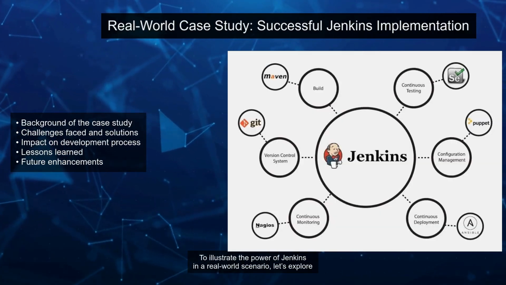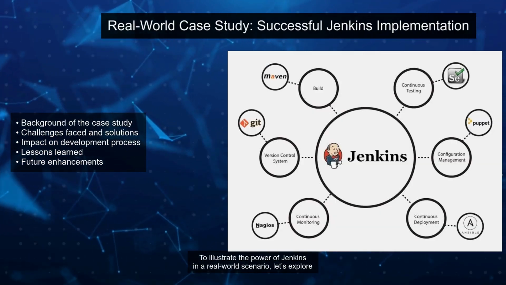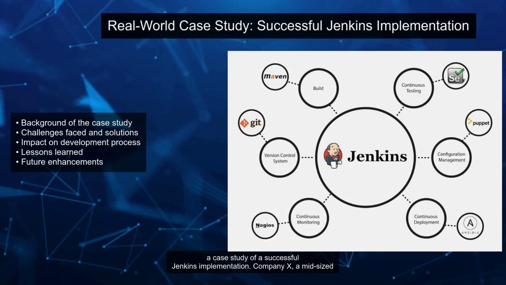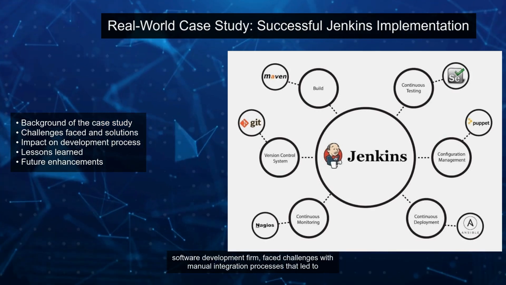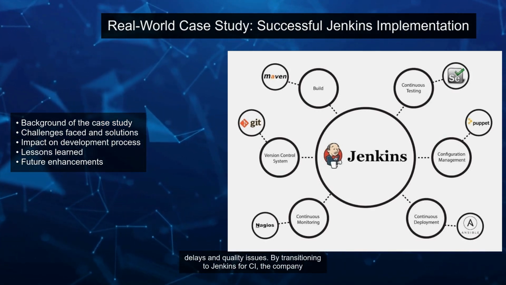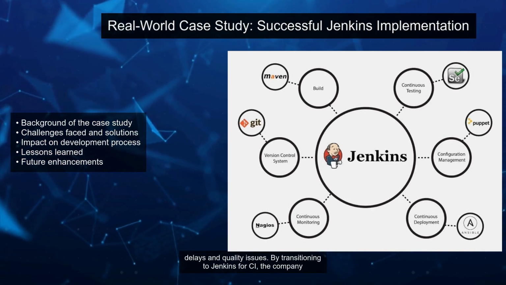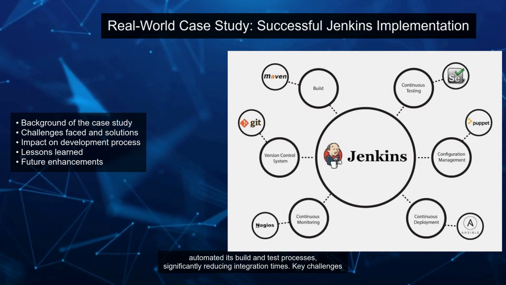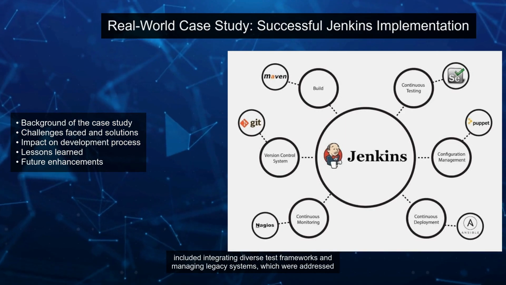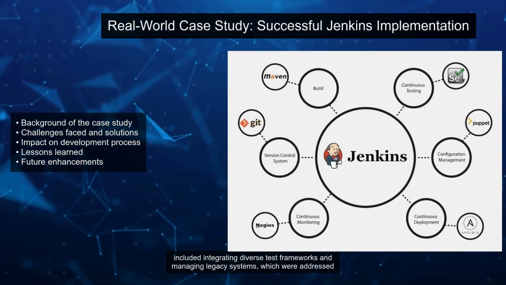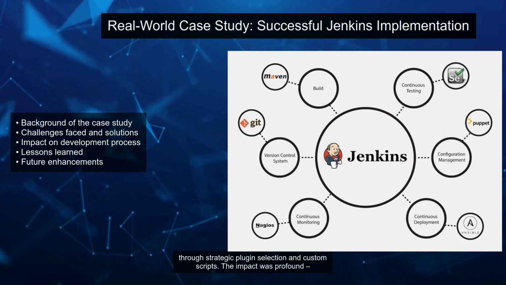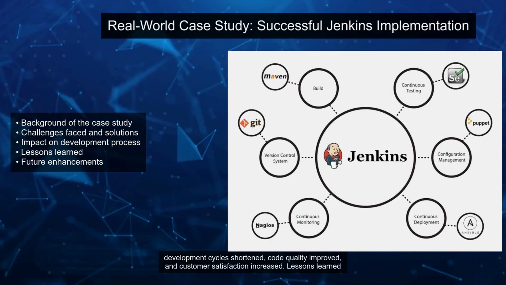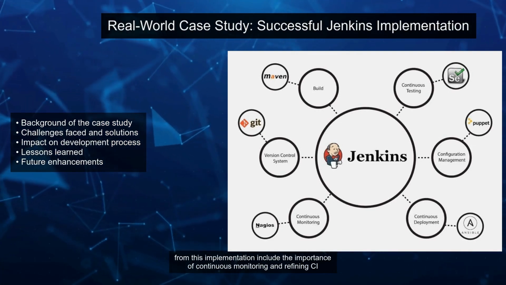To illustrate the power of Jenkins in a real-world scenario, let's explore a case study of a successful Jenkins implementation. Company X, a mid-sized software development firm, faced challenges with manual integration processes that led to delays and quality issues. By transitioning to Jenkins for CI, the company automated its build and test processes, significantly reducing integration times. Key challenges included integrating diverse test frameworks and managing legacy systems, which were addressed through strategic plugin selection and custom scripts. The impact was profound: development cycles shortened, code quality improved, and customer satisfaction increased.